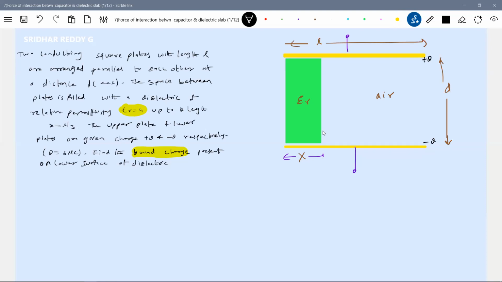Potential difference between the plates will be some fixed value. Capacitance also a fixed value. So now we know the electrostatics: V, the potential difference, is equal to E into d. So what do we expect now? The electric field in the air and in the slab. So here is the slab.